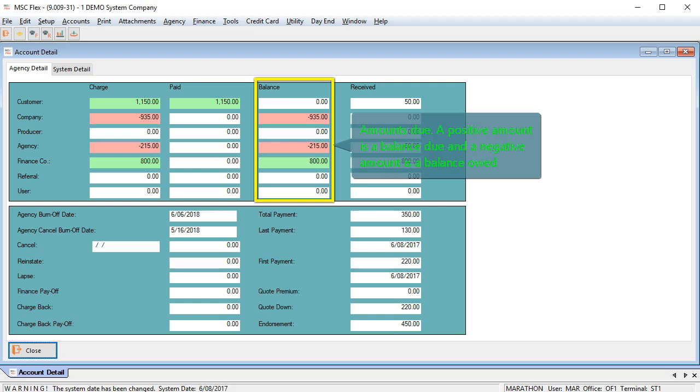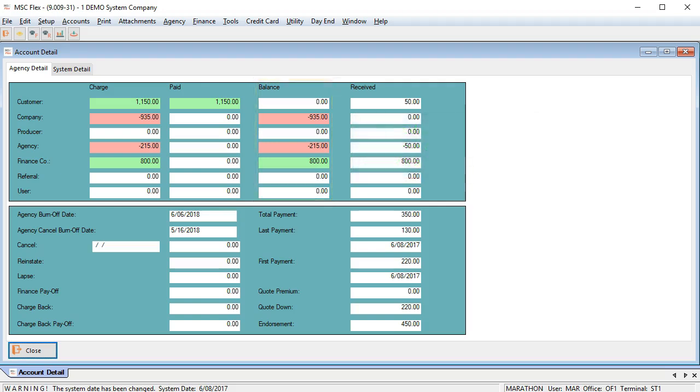The balance column shows the amount due. A positive amount is a balance due and a negative amount is a balance owed. The received column shows the charged amounts that have been received.